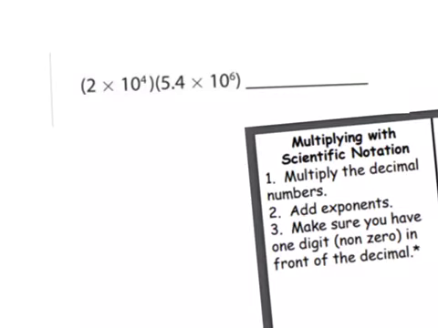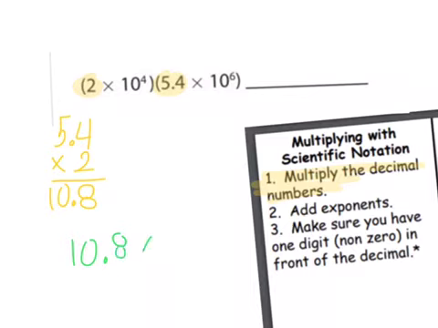Now we're going to focus on the very first step, which says that we're going to multiply the decimal numbers. I'm going to highlight them for you, and then we're going to multiply them. Let's do it. So we're going to take 5.4 times 2. And we know that 4 times 2 is 8, and we know that 5 times 2 is 10, and then we're going to put our decimal there. So now we have 10.8, and I'm going to rewrite that below because that's going to be part of our scientific notation, times 10 to some power.